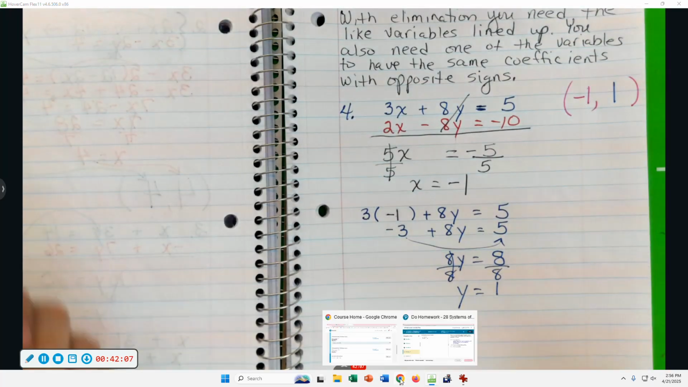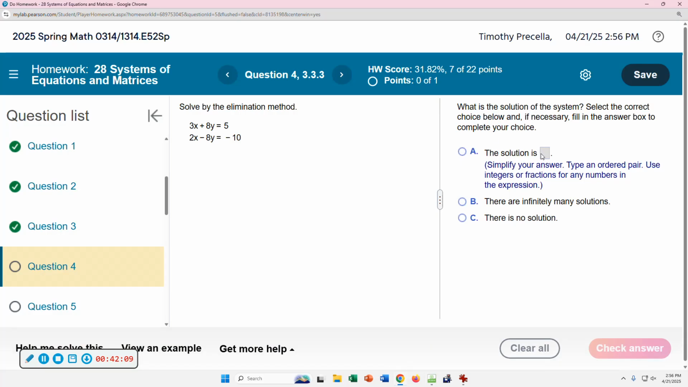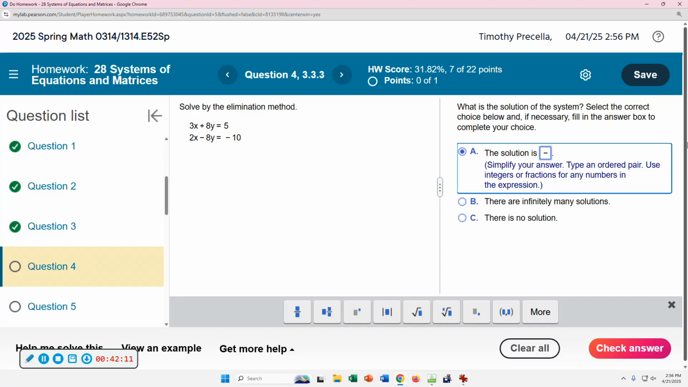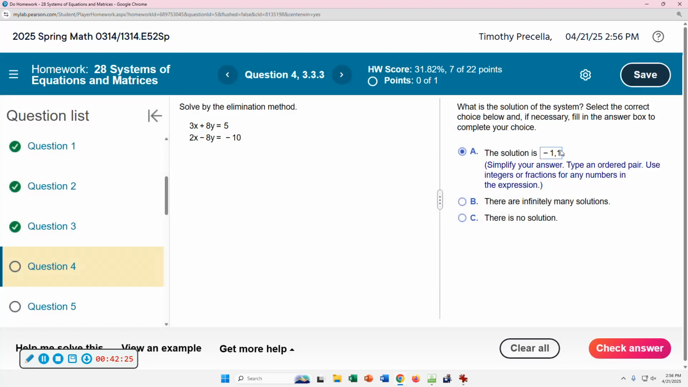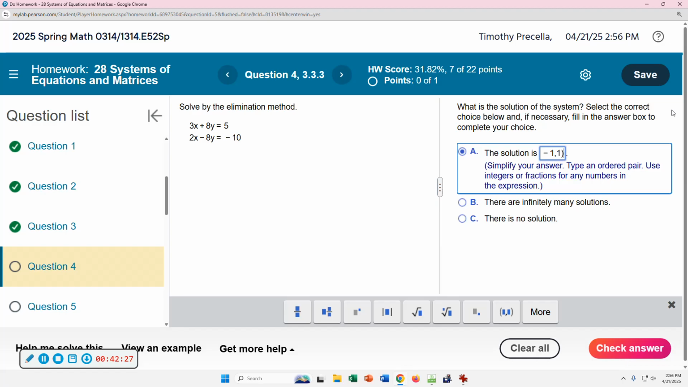Okay, let's type in that answer. And let's see what happens if I just type -1, comma 1, if I don't type the ordered pair. No, they don't say that you don't use parentheses. They just tell you it's wrong. So, you gotta put it in parentheses.